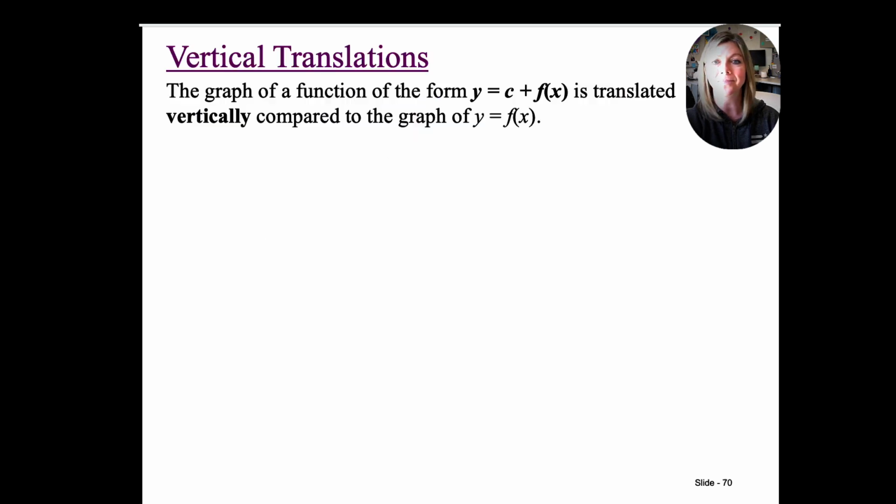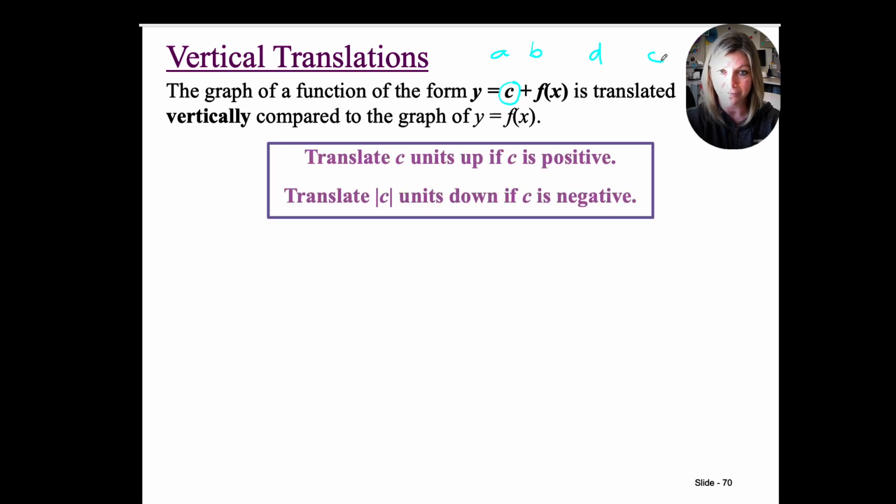All right. A vertical translation is where the graph of the function of the form y equals c plus f of x is translated vertically compared to its original function y equals f of x. So you might have been wondering, we've addressed A and B and D, but we skipped C. Well, we're going to address it right now. If we see C, that is just a constant added to our function, then it is going to translate or slide our function up or down.